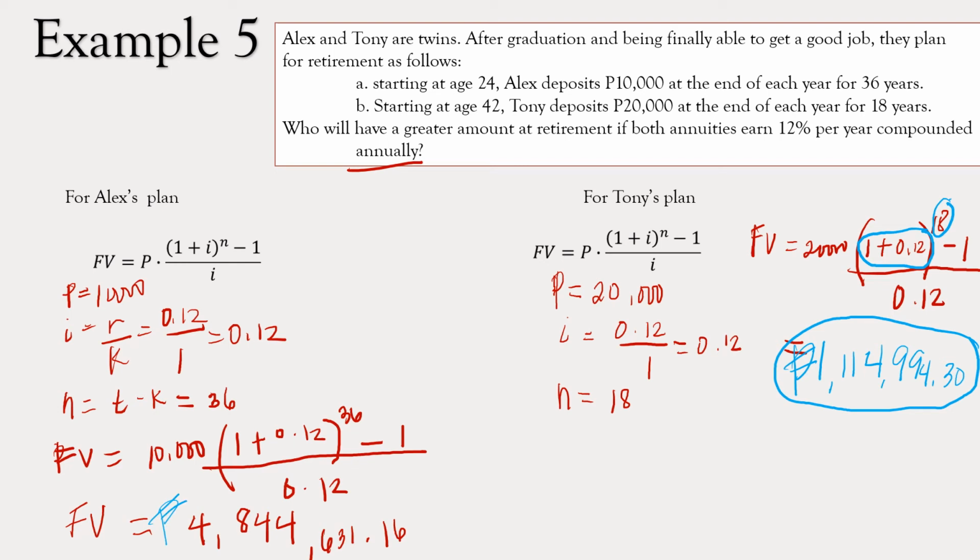So, kung titingnan nyo, the given example shows the value of time and the advantage of saving early on the amount of money. Siyempre, mas malaki ang magiging retirement ni Alex kasi even though he is just saving 10,000 at the end of each year, pero 36 years kasi yun. Kaya malaking bagay siya. So, sinong mas madiskarte? Si Alex.